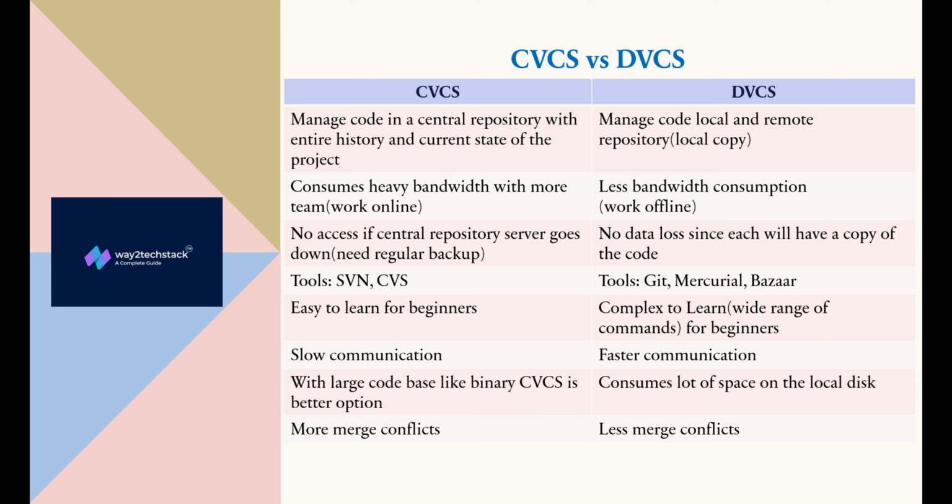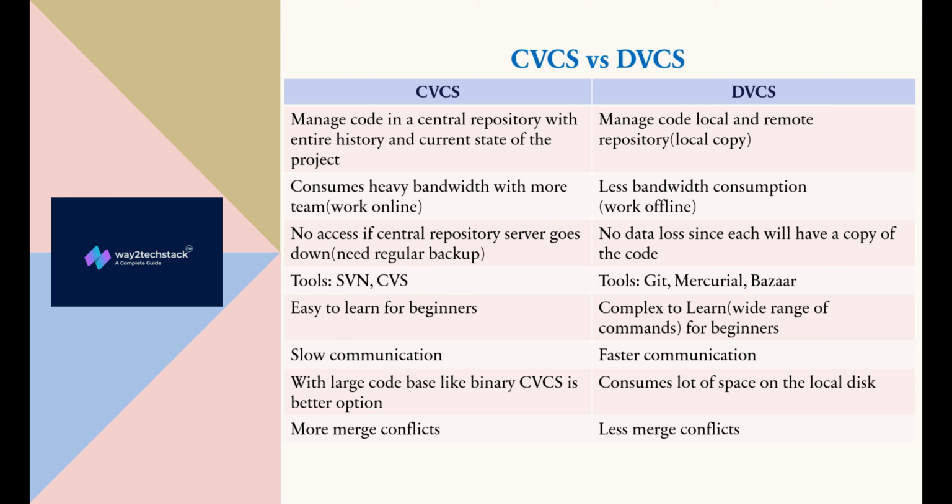In DVCS, even though the data is lost in the centralized server, I have a copy in my local system and any one of the developers does too. I can recover from that system because the entire history of the changes is also stored in that local repository. Now, what are the tools we have in CVCS? One is Apache Subversion and CVS. Whereas in DVCS, the examples are Git, Mercurial and Bazaar.